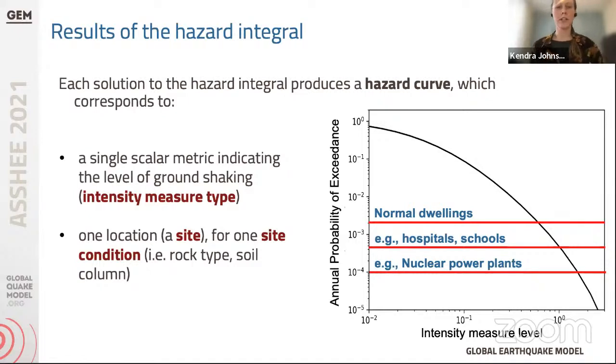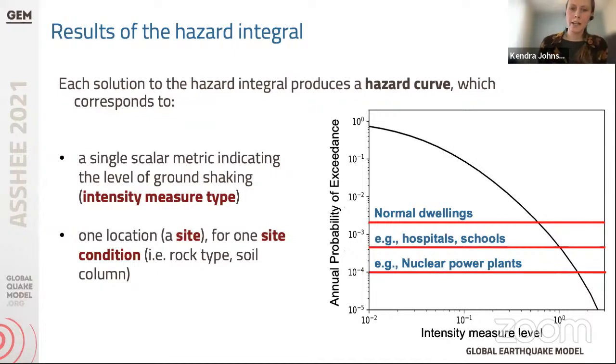For example, a single rock type or soil column. And on the right here, we have an example of a hazard curve. And we'll spend a lot of time understanding these with the hazard results. But to give a little bit of an introduction, on the x-axis, we're showing the intensity measure level. So the shaking is getting stronger as we go to the right. And on the y-axis, we're indicating the annual probability of exceedance. So as we go up the y-axis, these shaking levels are becoming more and more common.